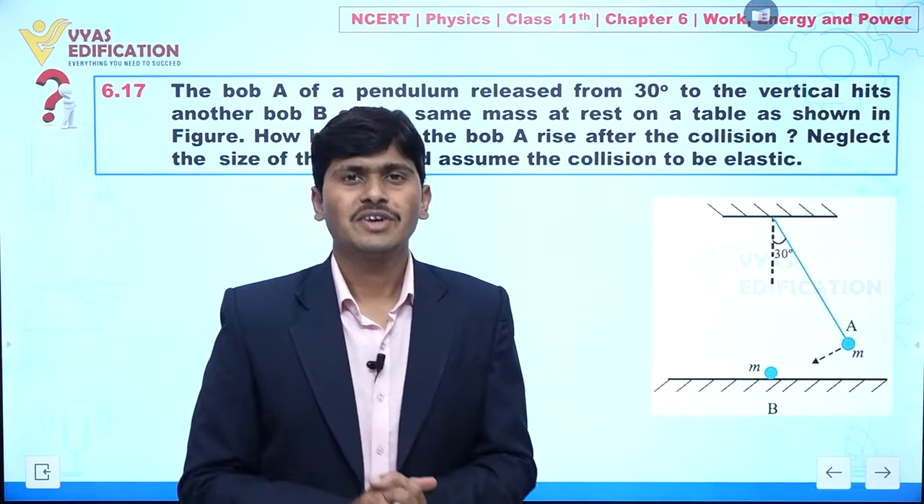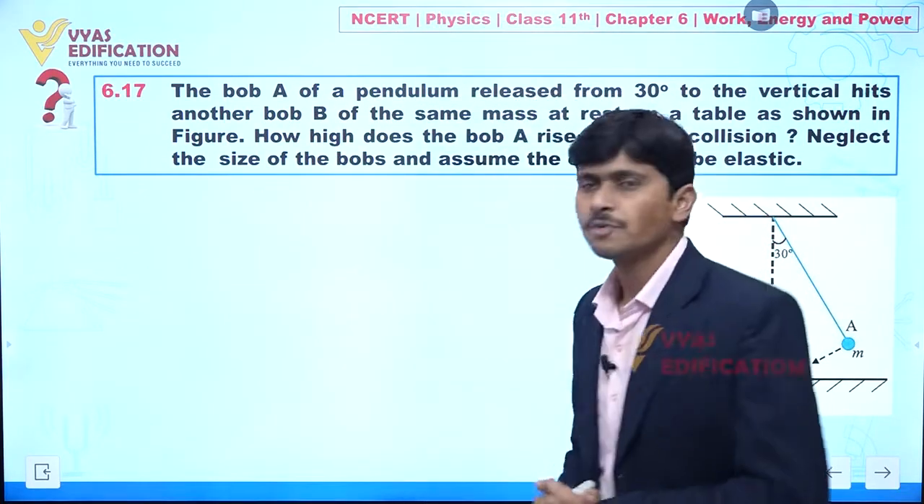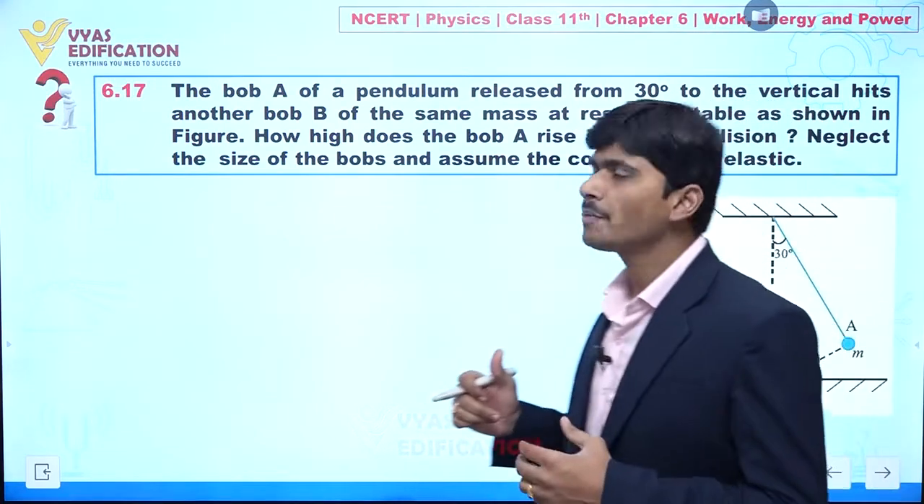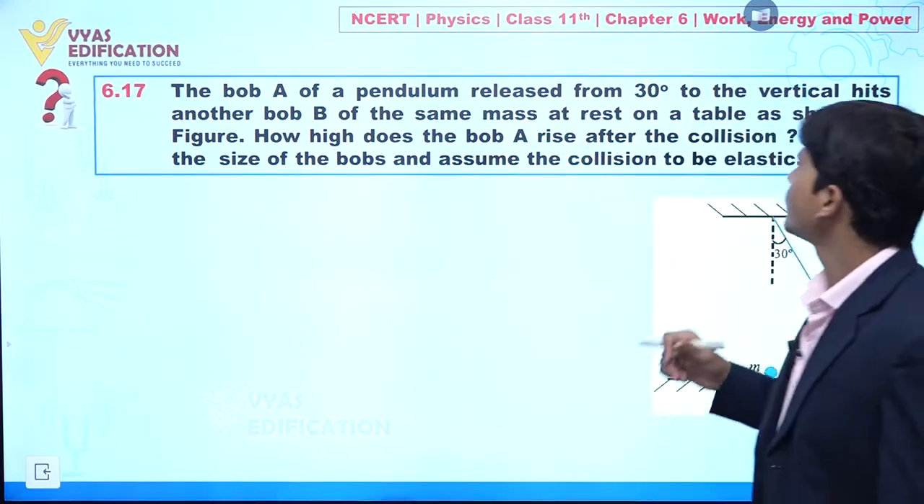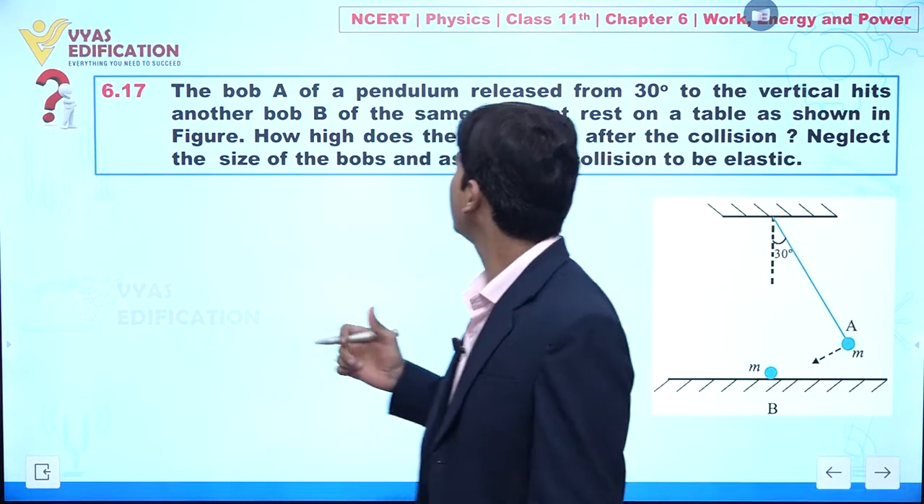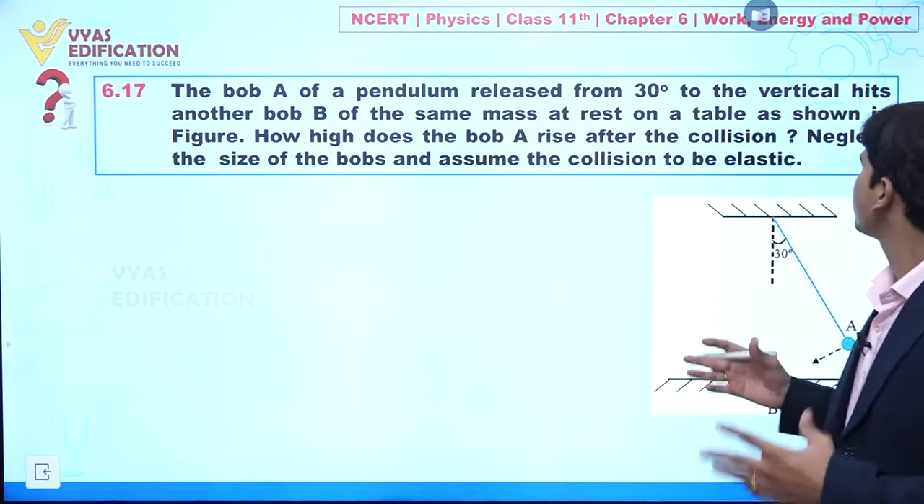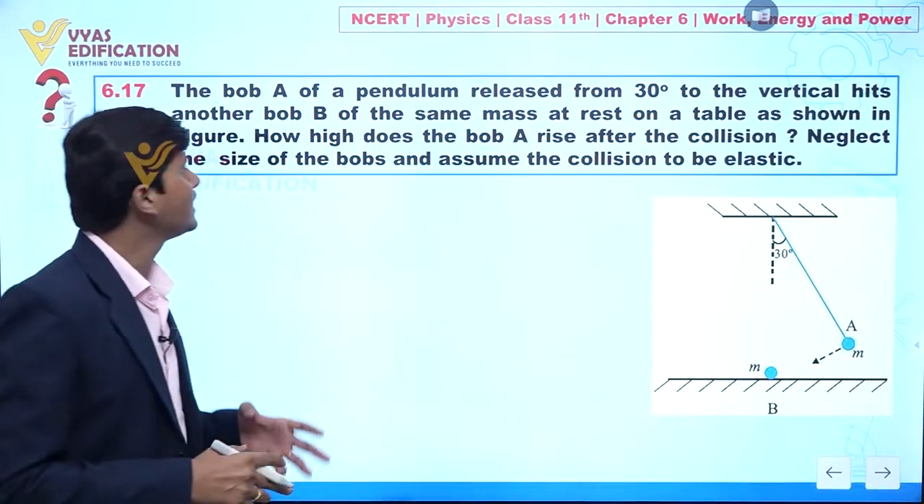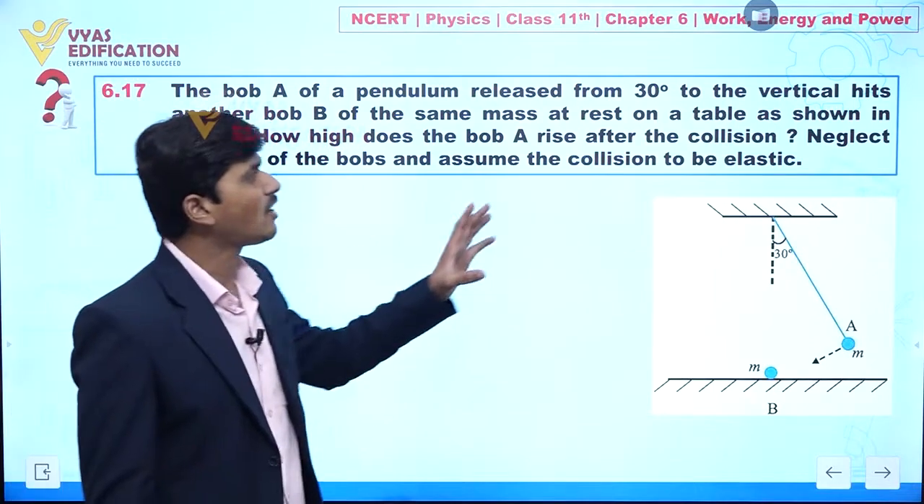Now dear student, we are going to discuss question number 6.17, and in this question it is given to you: the bob A of a pendulum released from 30 degrees to the vertical hits another bob B of the same mass at rest on a table as shown in the figure. We have to calculate how high the bob A rises after the collision.